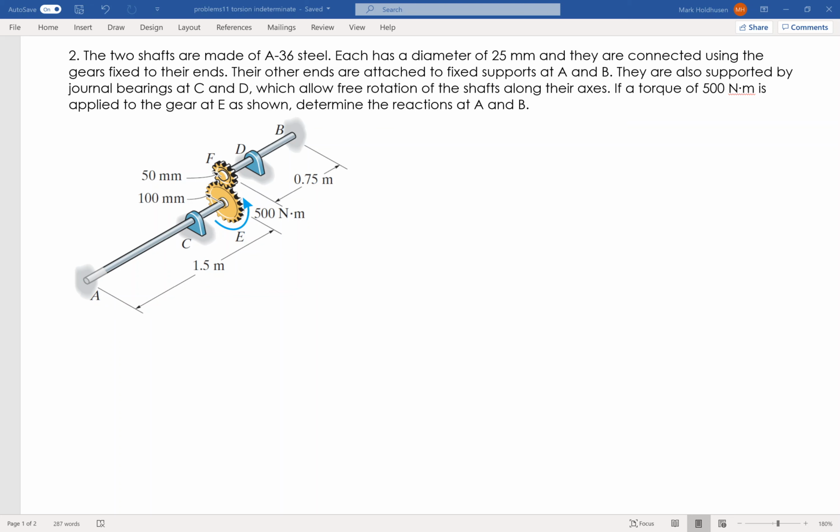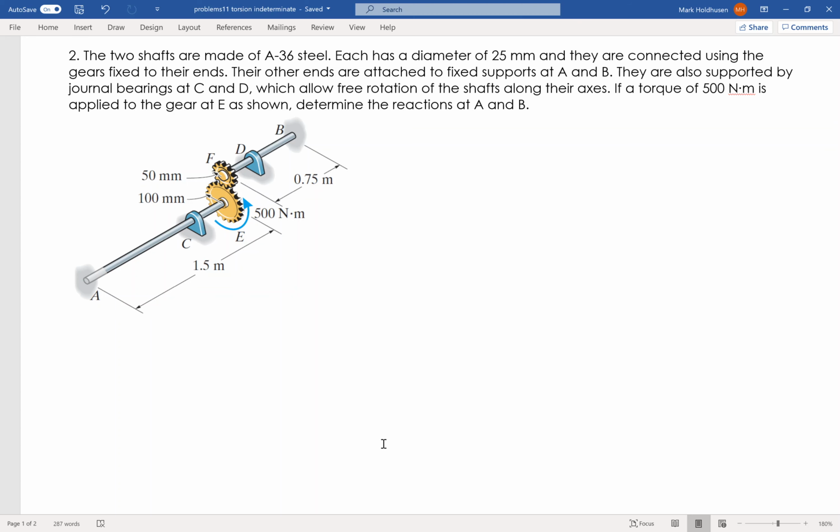Okay, in this one I've got two shafts connected by a gear as shown. Basically I apply a 500 Newton meter torque at E there. What I'm trying to do is find what's going on at A and B. I want to find the reactions at A and B.